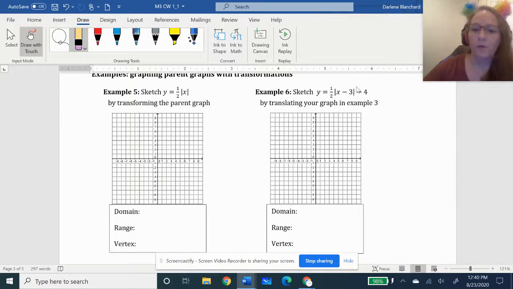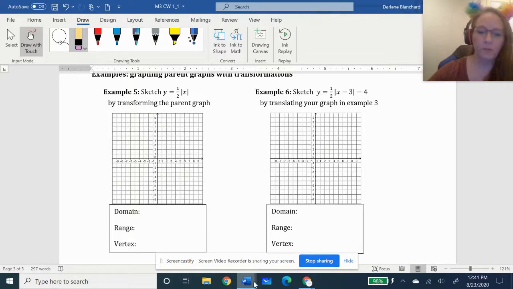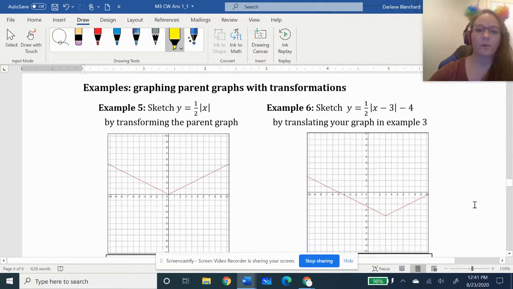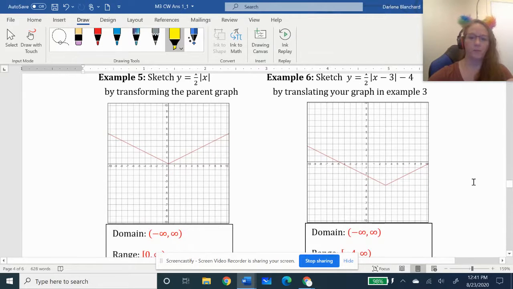Then the -4 outside of the equation affects the up and down, the y value, and it does exactly what it says. -4 means bring it all down 4 units. So you're going to take the graph you got for 1/2 absolute x, move every point right 3 and down 4. So let's take a look at the answers. So these are what your graphs should look like.